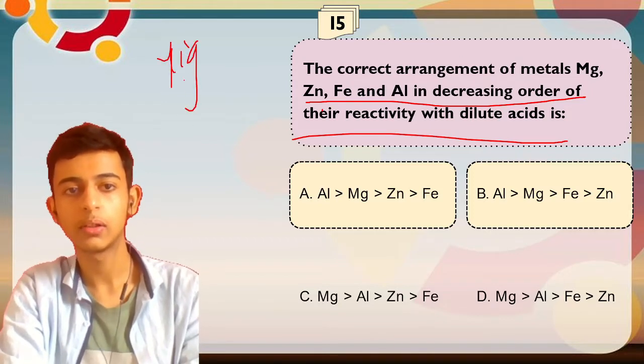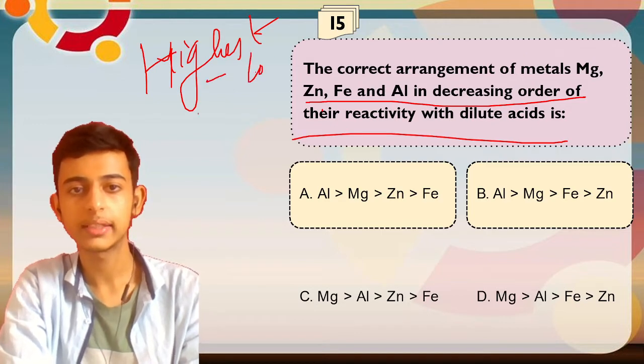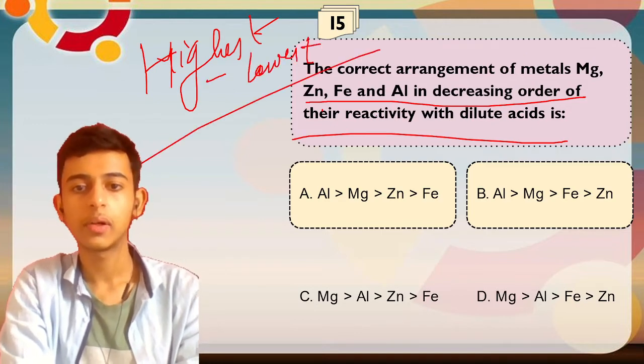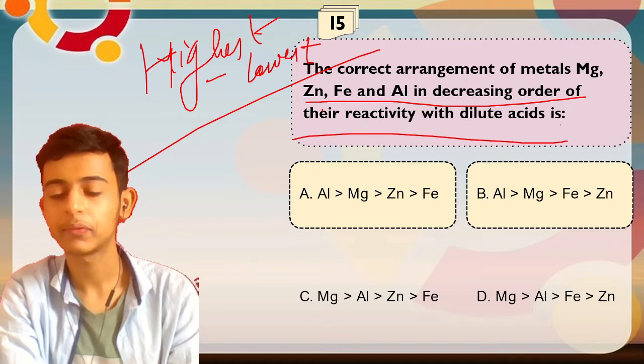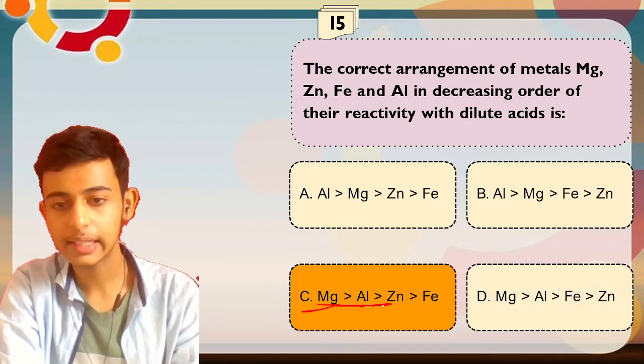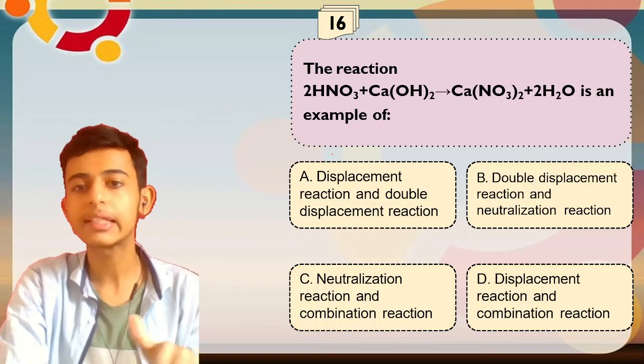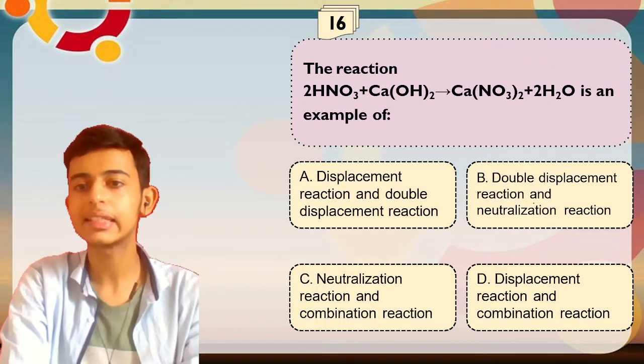Highest to lowest. What is it? Your time's up. The answer is Mg, which is the most reactive, then Al, Zn. Clear? The reaction 2HNO3 plus Ca(OH)2 gives us Ca(NO3)2.